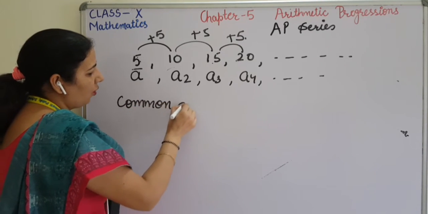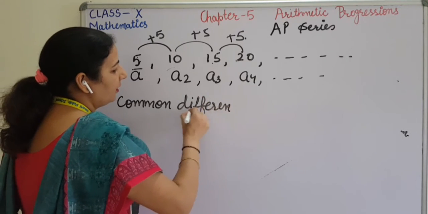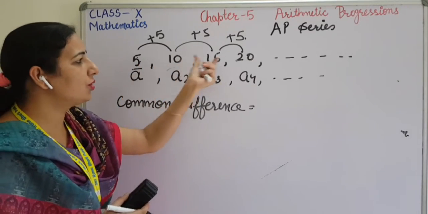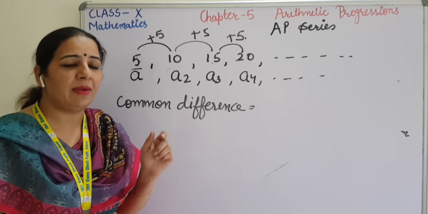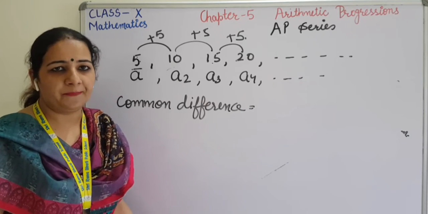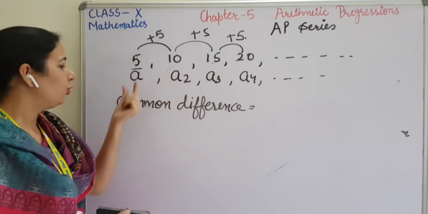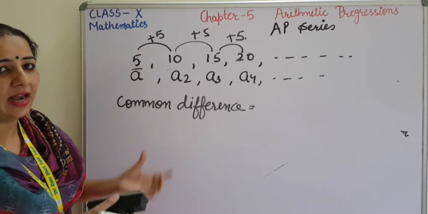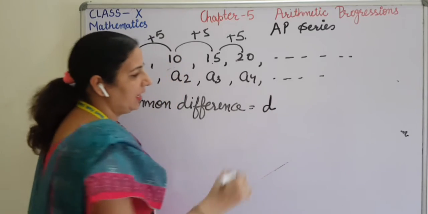This is known as the common difference. Why have I written common difference? Because in our AP series, the difference between two consecutive terms will remain the same. It will always remain the same. If it does not remain the same, then the given series will not be in AP. So if the difference between these remains the same, what name have we given it? Common difference. And the shortcut for this will be D.